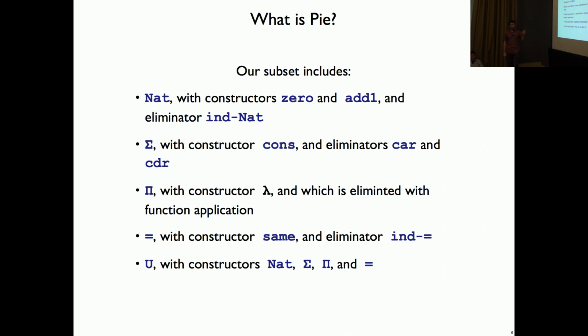We have an equality type or identity type with the constructor same, which lets us create a value that says this expression is the same thing as itself, and an inductive eliminator, ind-equal. And this eliminator is general enough that it gives us the power of the familiar eliminators like cong and symmetry and transitivity all in one. And then we have U, which is short for universe, and is the universe type in Pi. And so it has constructors nat, sigma, pi, and equality.